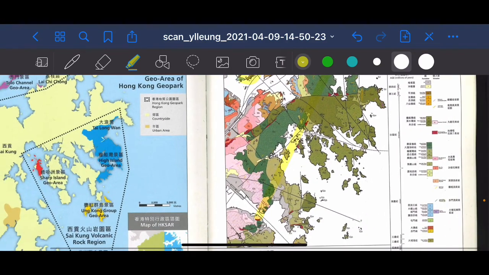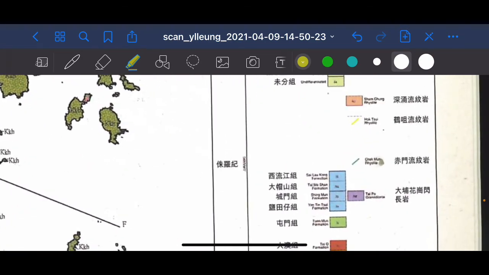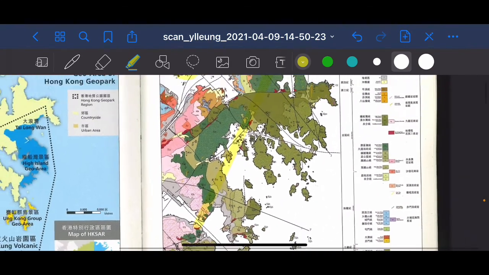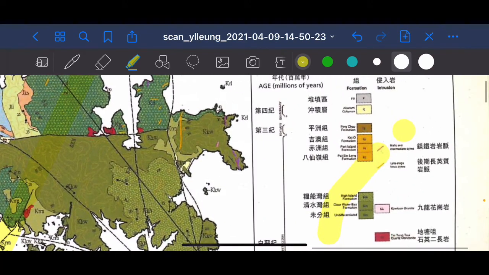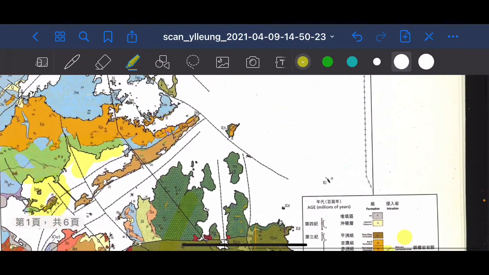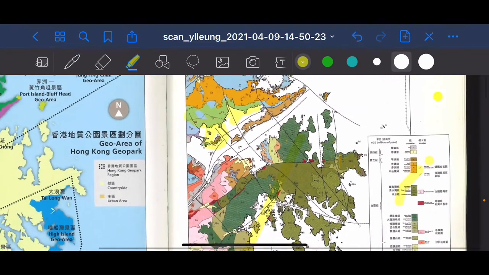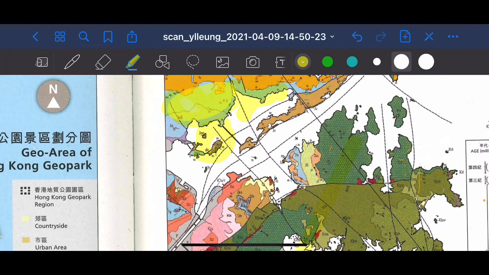Indeed, it is related to some rock. It's not yet granite, because this one, I need to check out, but I think it should be sedimentary rock. Okay, let's see. Yeah, sedimentary rock, and because it makes up the Pat Sin Range also. The Pat Sin Range is also right here.